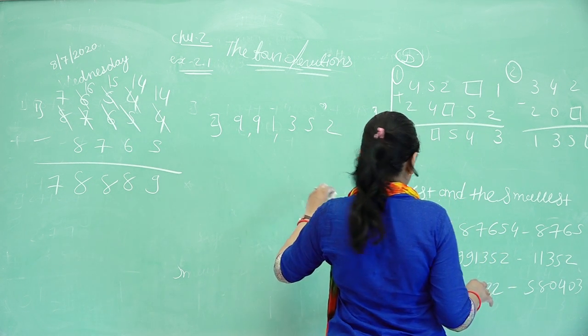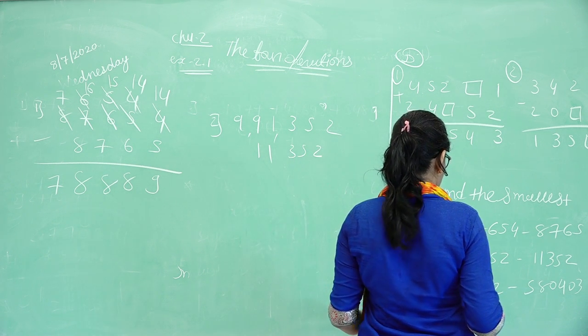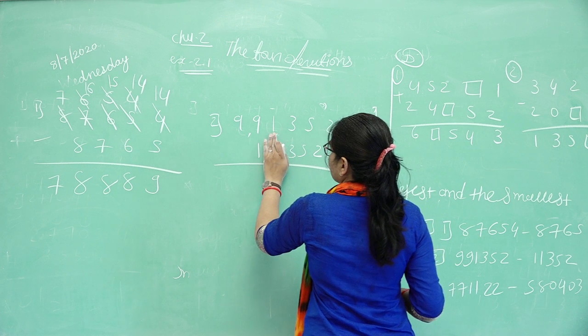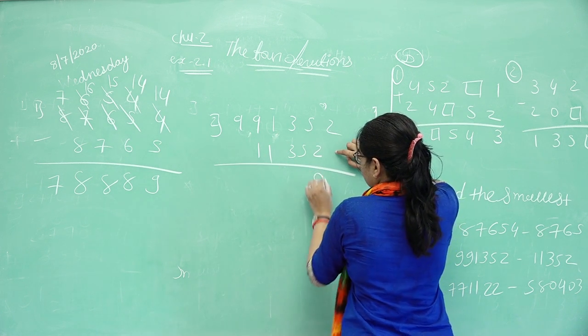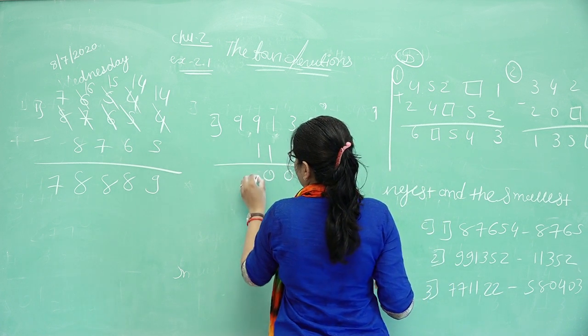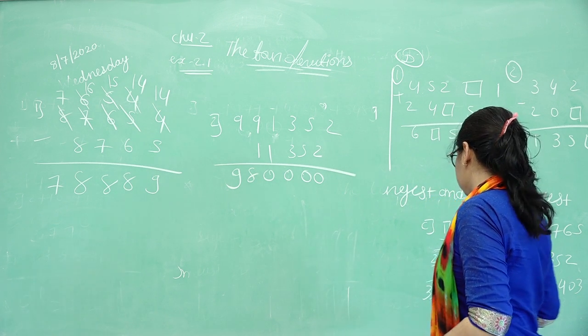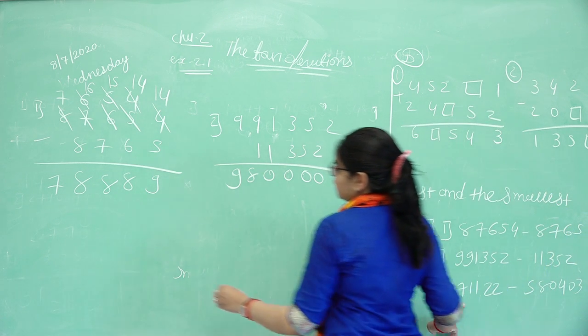9,91,352. Then after, 11,352. Okay. So here 2 out of 2 is 0, 5 out of 5 is 0, 3 out of 3 is 0, 1 out of 1 is 0, 9 out of 1 means 8, and 9 as it is. Then after, our third question.